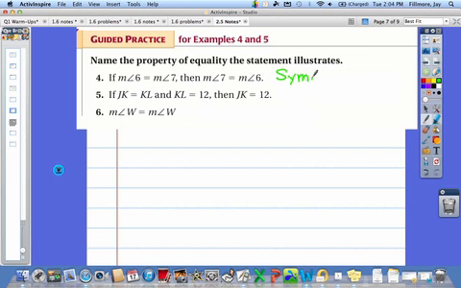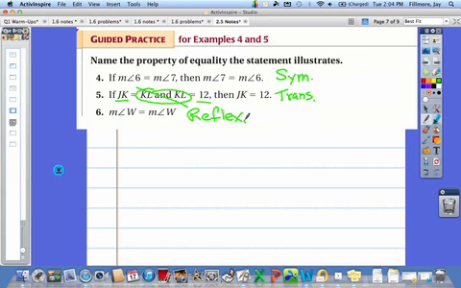For number 5, if JK equals KL, the lengths, and the length of KL is 12, then the length of JK is 12. So we just took the KLs and cut them out, and we can just say that JK is equal to 12. That is our transitive property, same as the law of syllogism, or cutting out the middleman. And our last one, the measure of angle W equals the measure of angle W, or equals itself. That is reflexive.